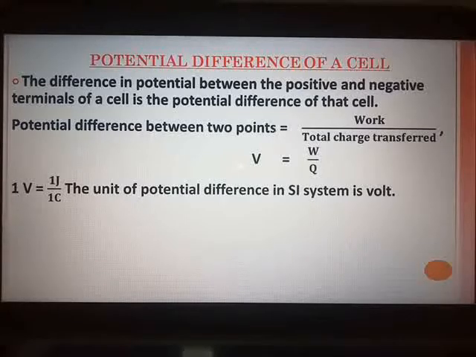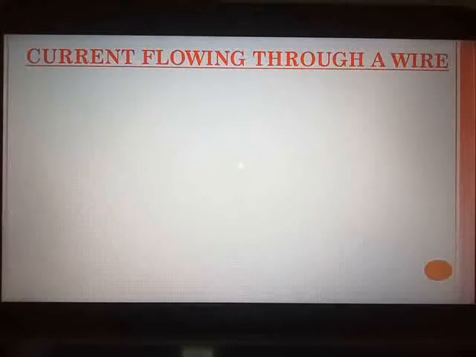He had constructed the first electric cell, and hence the SI unit is a recognition of his work. Now, as I had told you last time, the current flowing through a wire is nothing but due to the electrons which are present in the metallic wire.